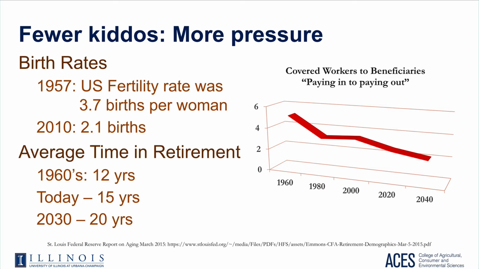And this pressure on the system couples with sort of an odd historical artifact of regulation, and it brings us to the Department of Labor fiduciary rule. It's fewer kiddos, more pressure on benefits. So I'm going to pause that fewer kiddos, more pressure discussion, and move on to a little bit of the history of regulation.